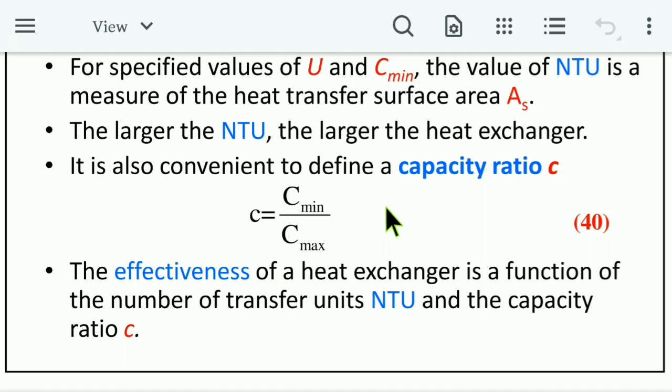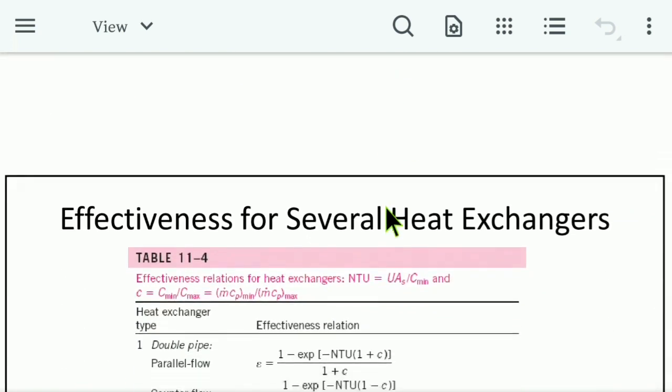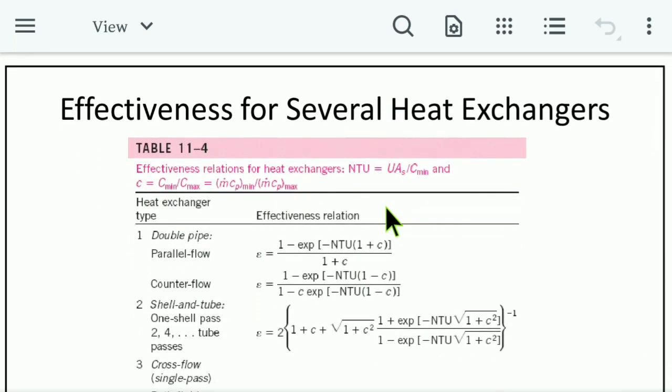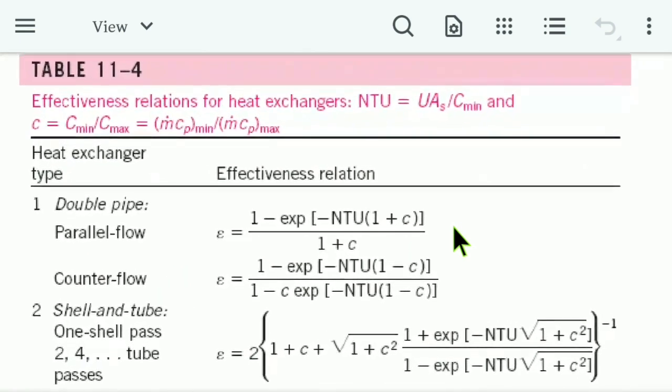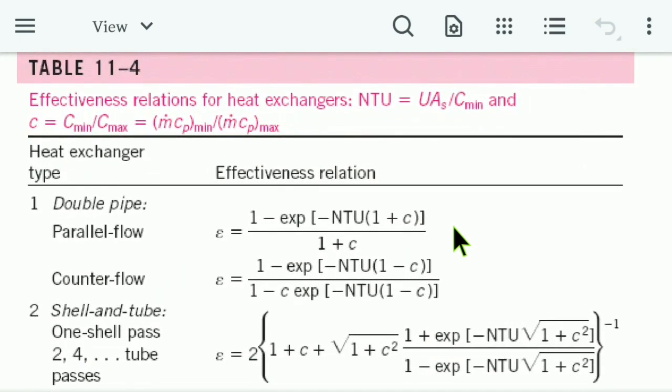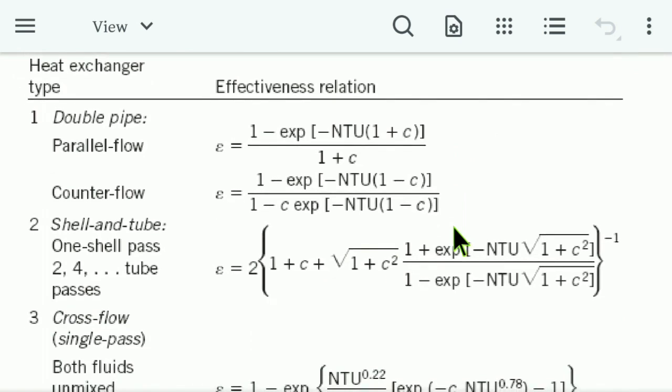The effectiveness of a heat exchanger is a function of the number of transfer units NTU and the capacity ratio c. Effectiveness for several heat exchangers. This is table 11.4, effectiveness relations for heat exchangers. NTU is equal to UAs divided by C min, and c is equal to C min by C max, equal to m dot Cp min divided by m dot Cp max. So heat exchanger type and effectiveness relation is there.